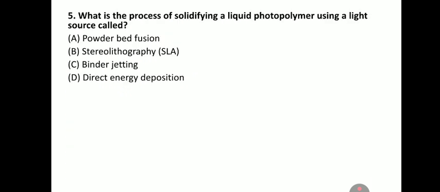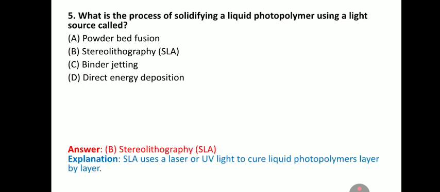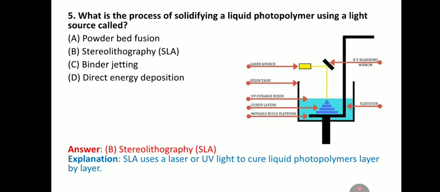Next question, what is the process of solidifying a liquid photopolymer using a light source called? So the answer is stereolithography, SLA. So it uses a laser as a source for melting the material.